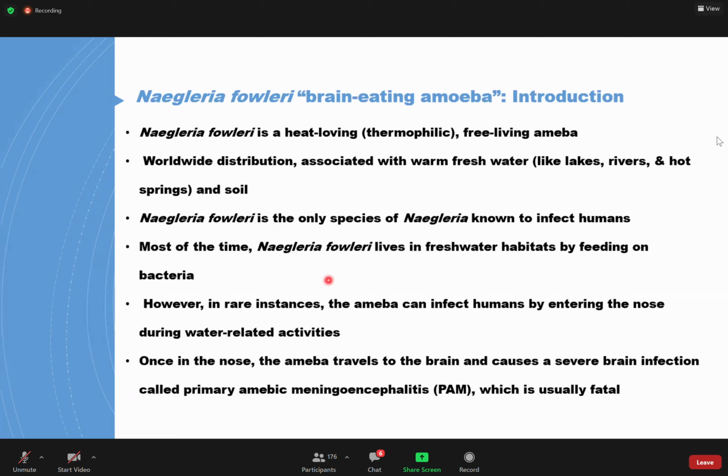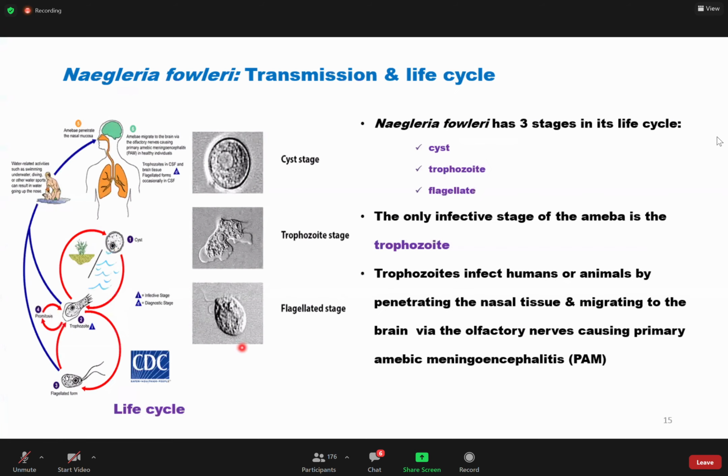When it causes infection in humans, the route of access is usually through the nose when we are engaged in water-related activities. Once in the nose, the organism can access the brain and can cause a severe brain infection that is referred to as primary amoebic meningoencephalitis, and it's usually fatal.